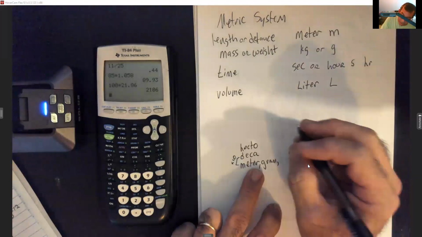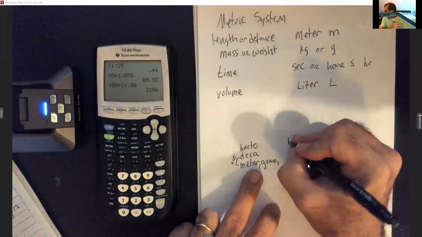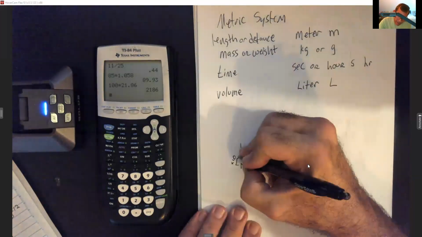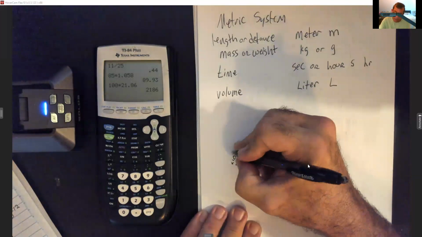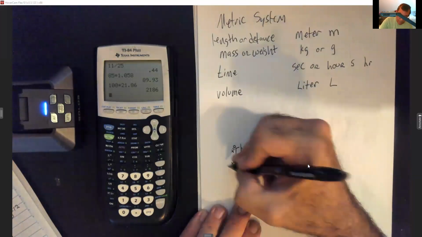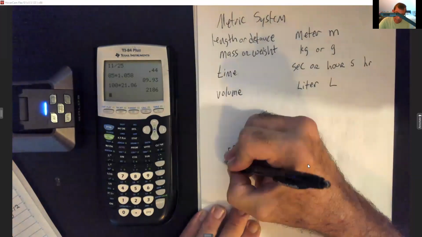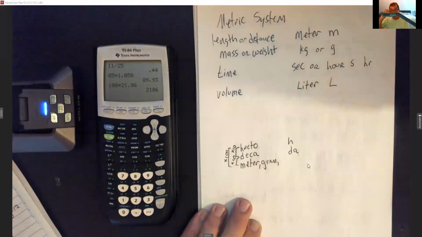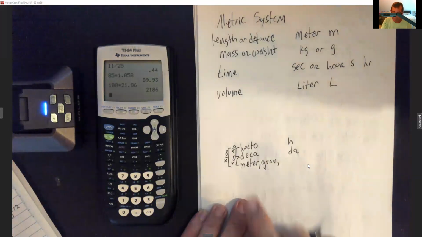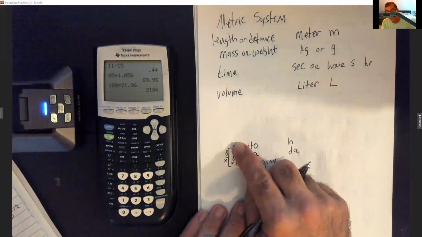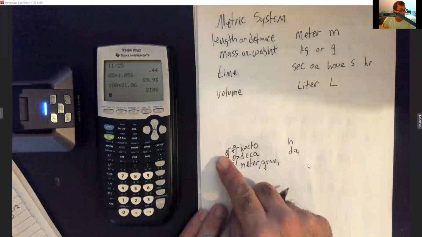Now, 10 of these decameters make what we call a hectometer, which is a H. So to go from a deca to a hecto, you would multiply by 10, or to go from a meter to a hecto, you would multiply by 100. Okay, because remember it's times 10 each time, and 10 times 10 is a move of a 100.